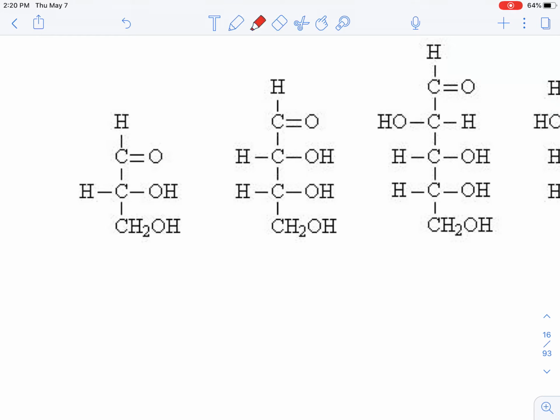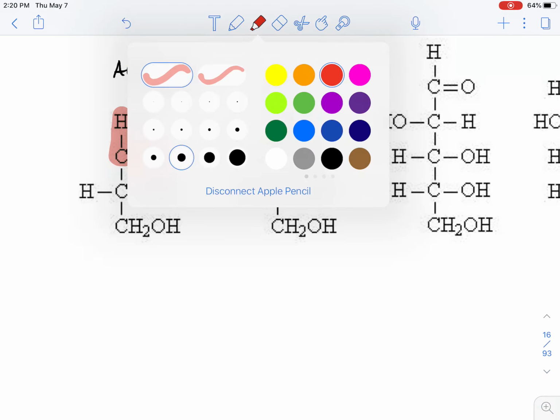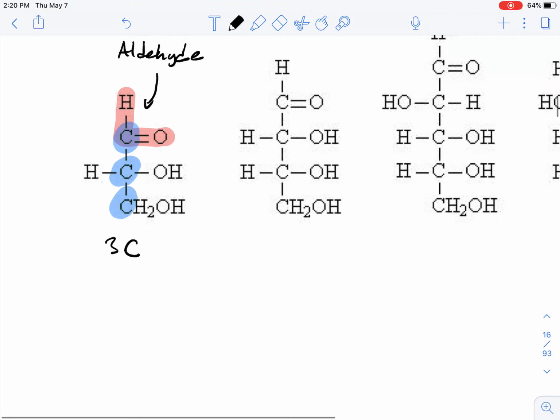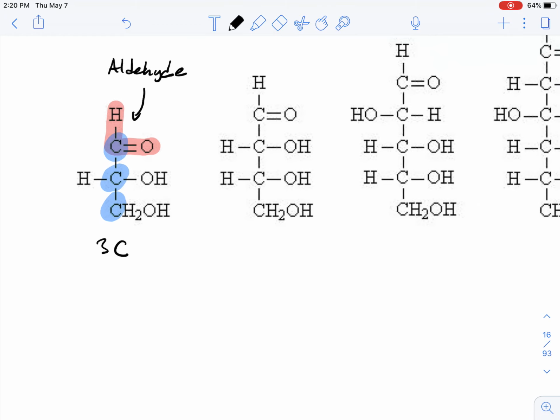And so the first thing I'm going to do is identify my main functional group. I know that all of these sugars have hydroxyl groups. That's why I'm not highlighting them. I'm just highlighting whether it's an aldehyde or a ketone. Here, this is an aldehyde. Then I'm going to change my highlighter color. Here I have 1, 2, 3, so I have a 3-carbon carbohydrate with an aldehyde functional group.